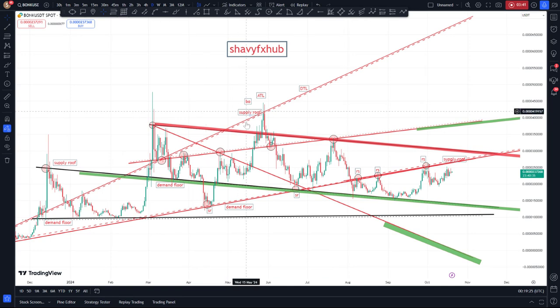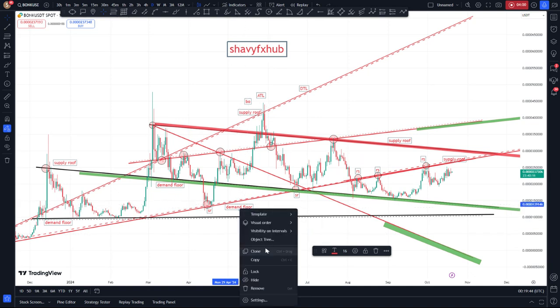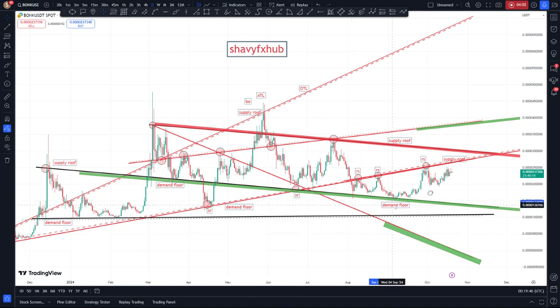So BONK/USDT has a lot to do if it will uptrend. It has to break a lot of hurdles. It has to break this supply roof. It has to break out from the supply roof of the ascending trend line to return to a demand floor. So if it returns on retest, you switch to a buy idea. Price must return to demand.